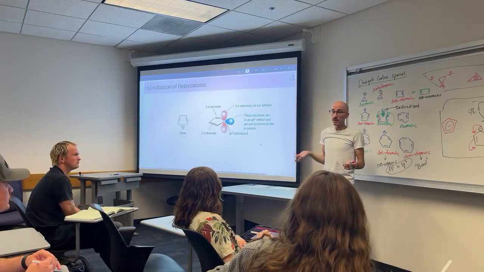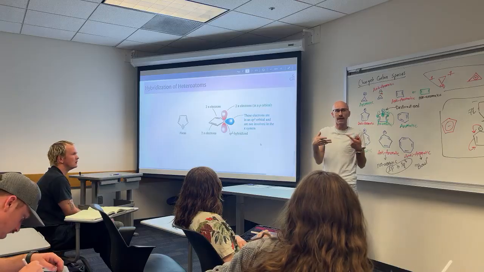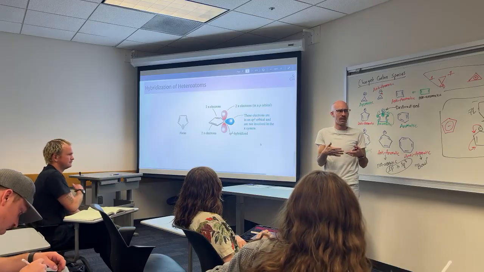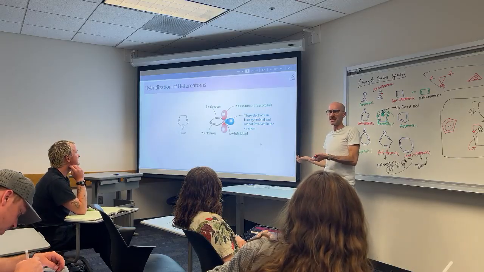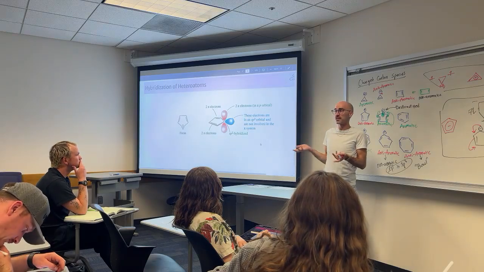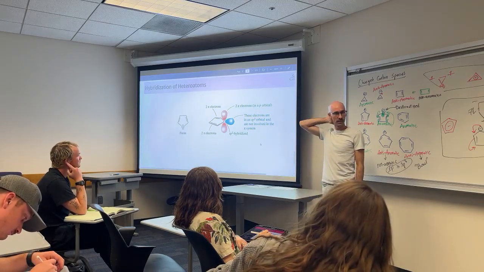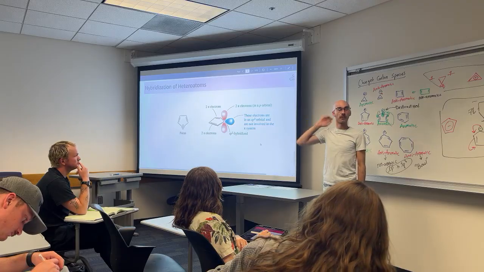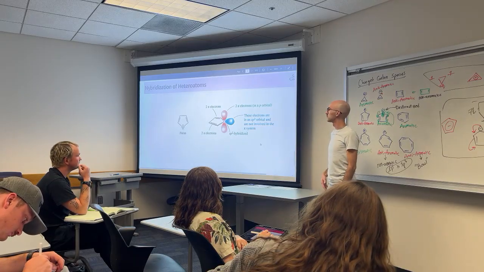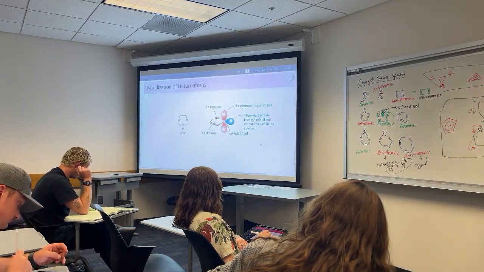They can't both be delocalized. They would both have to be in one p orbital, and then there would just be an empty sp2 orbital, which doesn't make any sense. So they can't both be delocalized, only one can be, physically. And when it is delocalized, you get aromaticity.